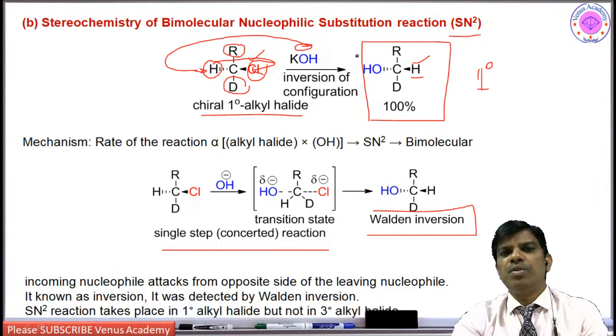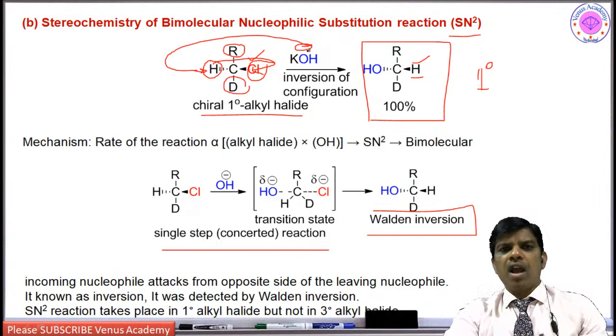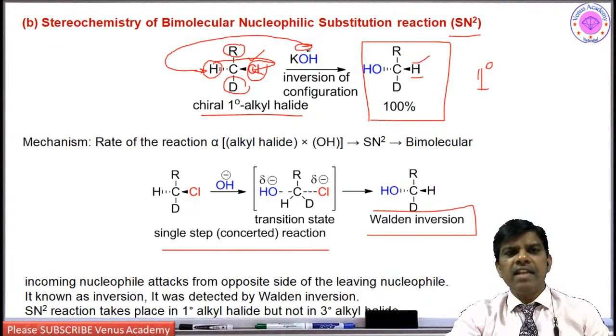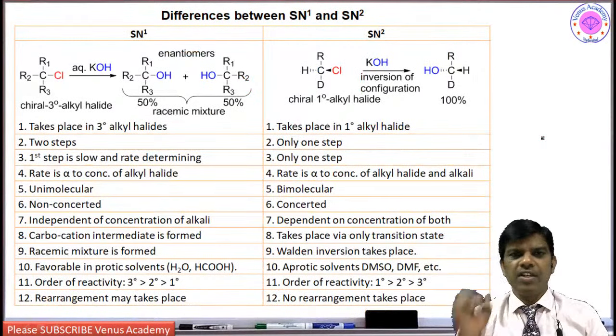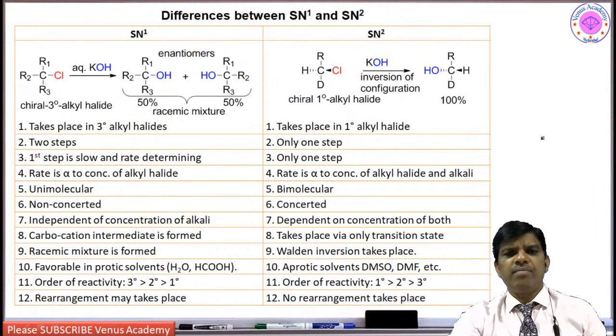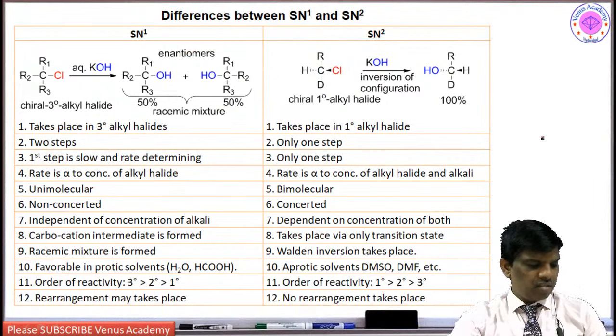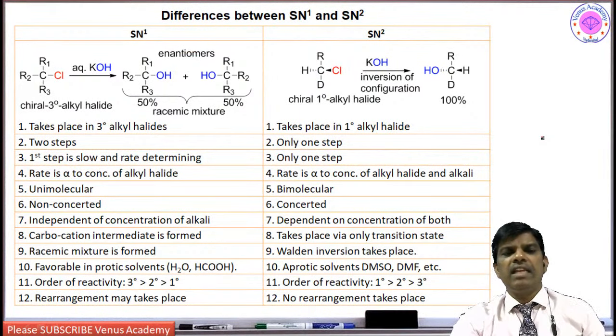Yes, so in a single step for this OH minus to come, it requires free space. If it is already a substituted compound, it will not allow this OH minus to come inside. So that is why primary alkyl halides undergo SN2 reaction. Clear, students? The differences between SN1 and SN2 are very important with respect to your board exams, and if you know the concept, then only you can solve in JEE Mains or NEET exams also.